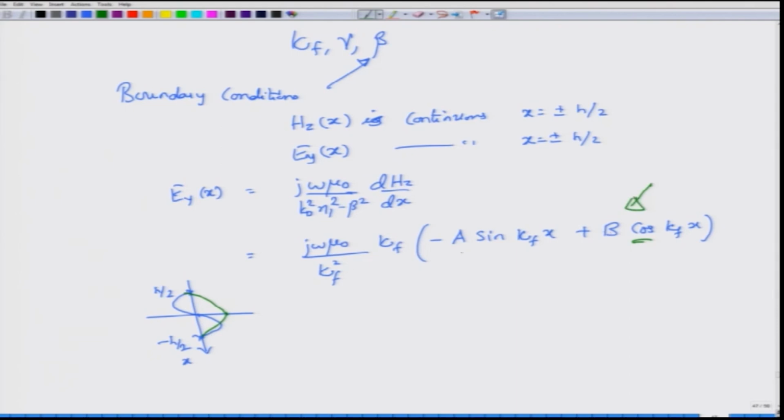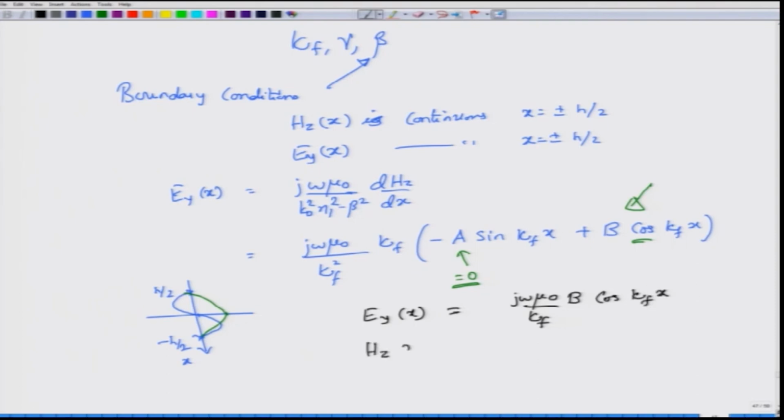So, I will retain b and set a equal to 0. I can consider the solutions separately. I am going to first solve the problem with b and leave the problem with a as an exercise for you. I have simplified my problem just to understand the even terms. We will look at what happens for the odd terms later on. Until then you can solve them as an exercise. So, Ey of x is given by j omega mu naught by kappa f, times a constant b, times cosine kappa f x. This is for the field inside the film.